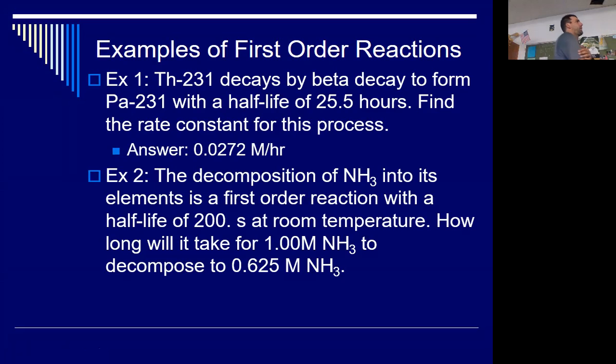Another one says the decomposition of NH3 into its elements is a first order reaction with a half-life of 200 seconds at room temperature. How long will it take for 1.0 molar NH3 to decompose to 0.625 molar NH3?